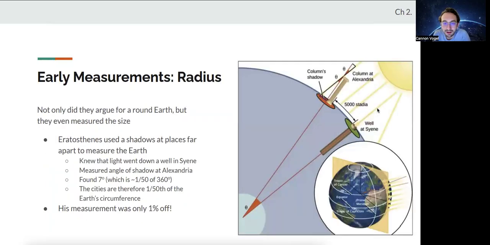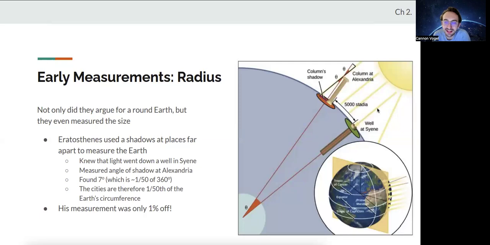So I alluded to it already, but how did they do it? The ancient Greeks did measure the radius of the Earth. So not only did they realize it was pretty spherical, but they measured it. So a famous Greek whose name I will butcher, Eratosthenes, he knew that there were two cities in Egypt, Alexandria and Syene, and he knew that at a certain time on a certain day the well in Syene, light was able to get all the way to the bottom. So basically the sun was directly overhead.